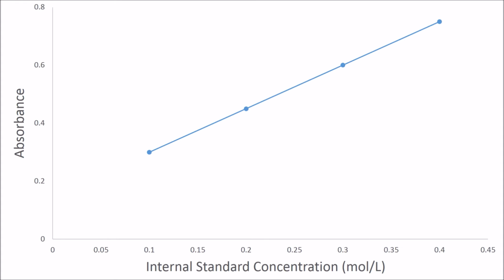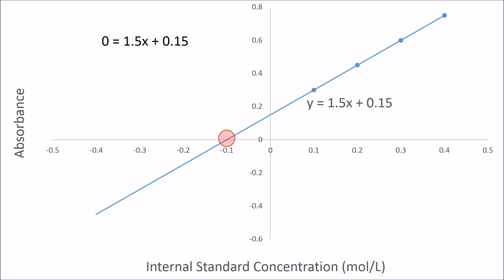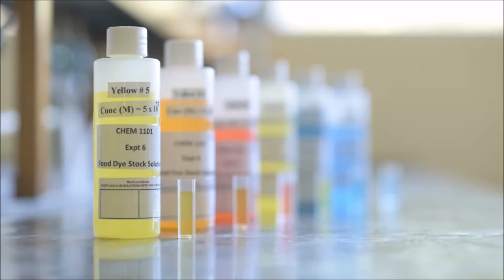We can also figure out the intercept mathematically. To find the x-intercept, you need to figure out the equation of your trend line, set y equal to 0, and then rearrange it to solve for x. We can now figure out that the concentration of the unknown in this example was 0.1 molar.